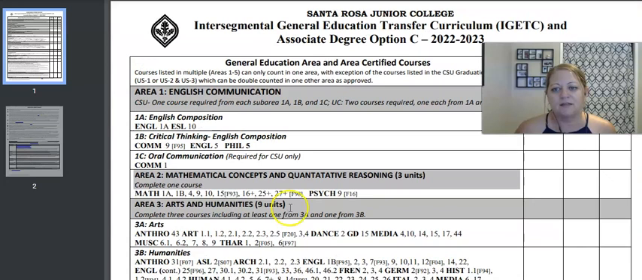So this one is the IGETC, and again, primarily used for the UC, but can be used for the CSU, and again, many California privates as well as out-of-state campuses accept it as well. So hopefully that provides a brief understanding for you, but if you have any questions, just let me know.